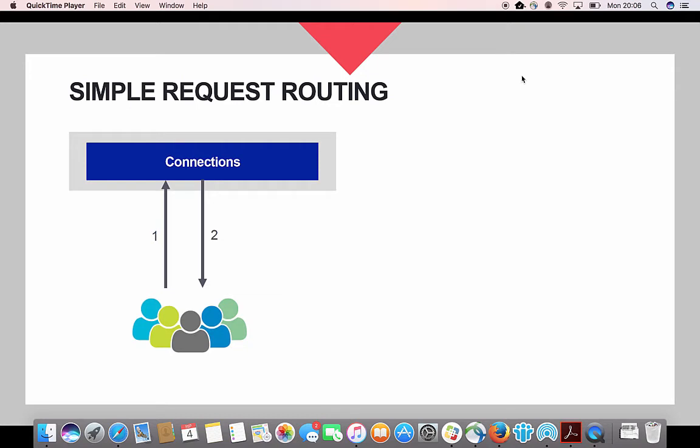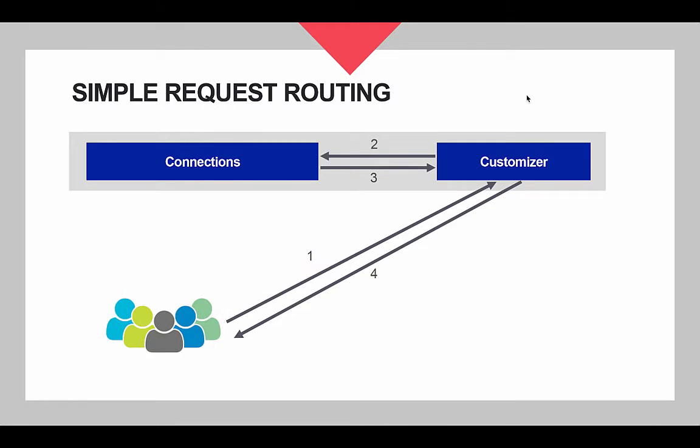Perhaps Customizer is best explained with some simple diagrams. In this particular diagram, we see a bunch of end users sending requests to Connections and receiving responses. With Customizer in the picture, those two steps become four. Customizer receives the initial request, it forwards to Connections, it receives the response, and it forwards that response back to the end user.